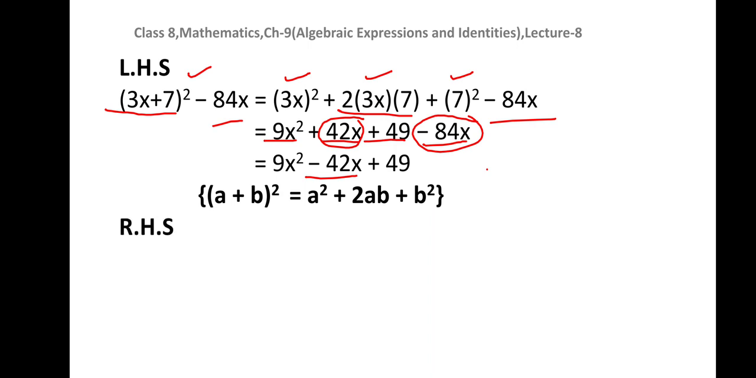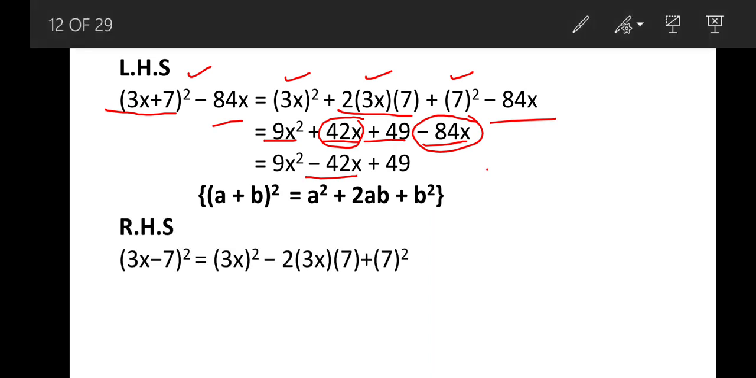Coming to the right hand side now. On the right hand side, I have two terms, in between them a minus sign is there, and a square is also present. So can I relate it to identity number 2? Yes, definitely. On this right hand side I will be using identity number 2. What is the difference between identity number 1 and 2? In identity number 1, plus 2ab is present; in identity number 2, minus 2ab is present. So it will be a square, that is (3x) square, minus 2 into 3x into 7, that is minus 2ab, plus b square, that is 7 square.